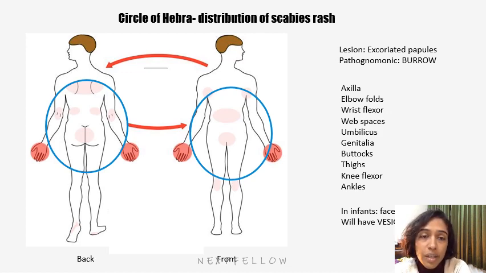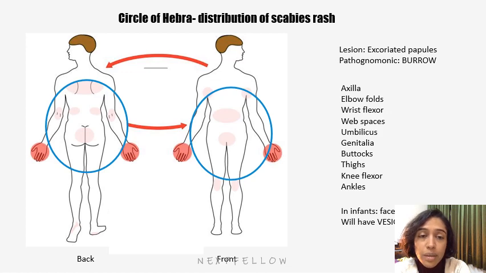The circle of Hebra is shown here in the blue circle. It involves the sites where the scabies mite can be found. That's the axilla to the elbow folds, the wrist flexors, the web spaces of the fingers, the umbilicus, the genitalia, buttocks folds, the thighs, and the flexors of the knee, as well as the ankles.